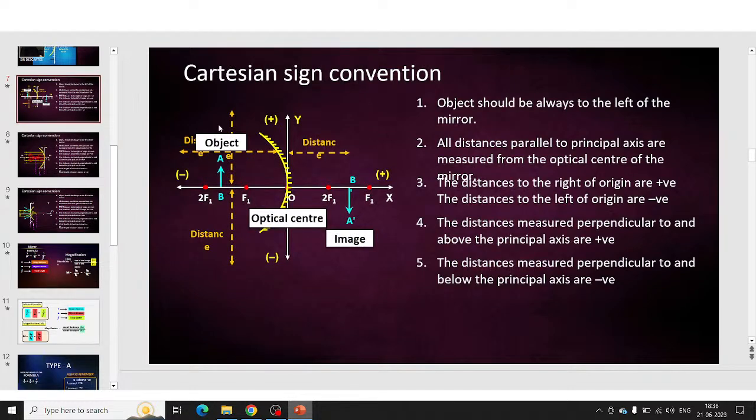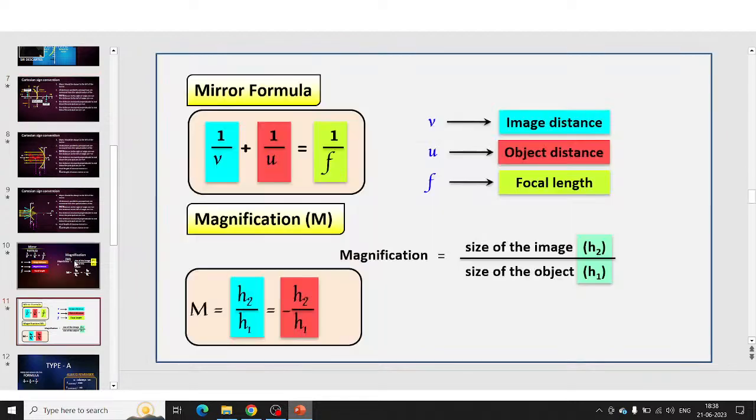Now from here onwards your next topic starts. So what is the sign convention? Very, very important. How to make use of it? If the image is above the principal axis, you should take plus. If it is right side of the mirror, it is plus. If it is left side, you should take minus. Then you have to use this formula. Mirror formula, magnification formula.